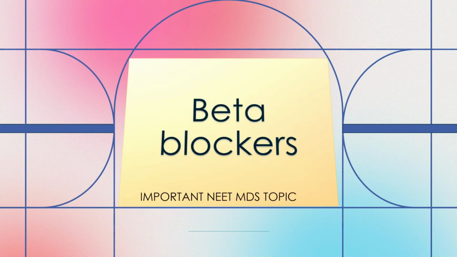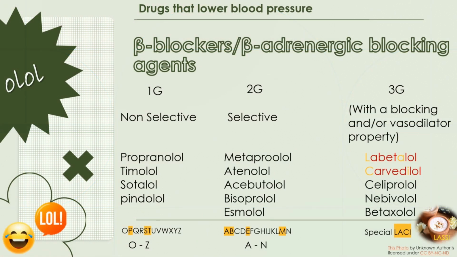We're going to discuss beta blockers. I would like to remember it as two small b's. When you flip around, you get OLOL. So we've got three generations under the classification of beta blocker drugs, also called beta adrenergic blocking agents. First is first generation non-selective, second selective, and third are the ones that also block alpha receptors.